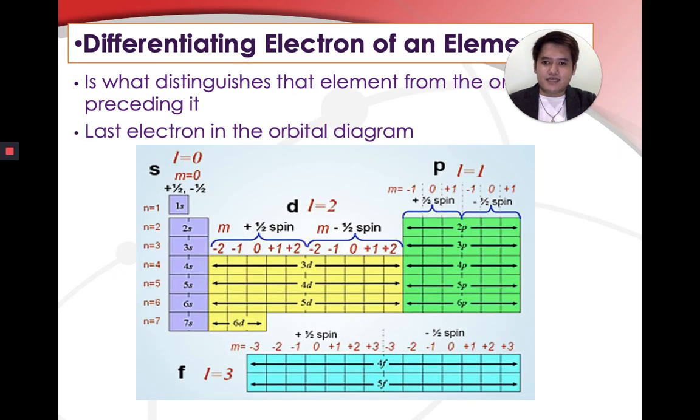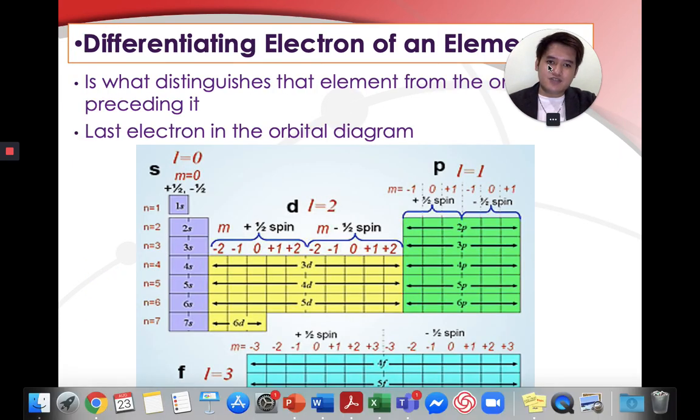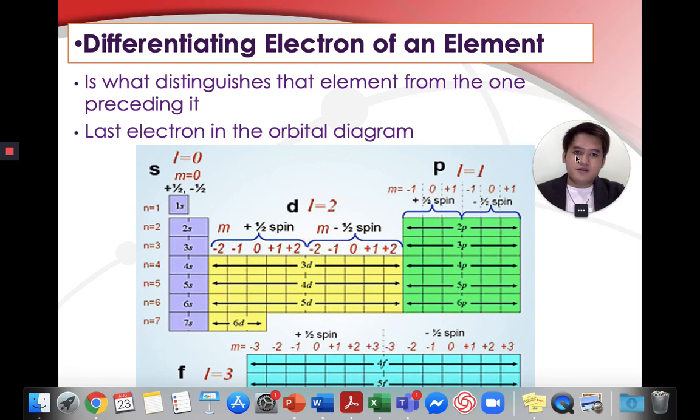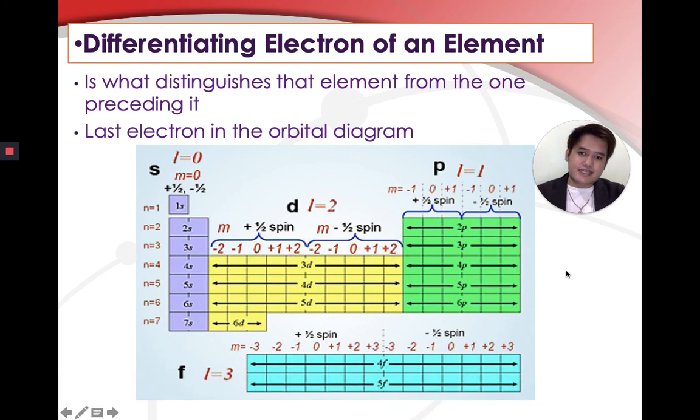And as I said, the differentiating electron of an element is what distinguishes an element from the one before it. Okay, and this is the last electron in the orbital diagram.